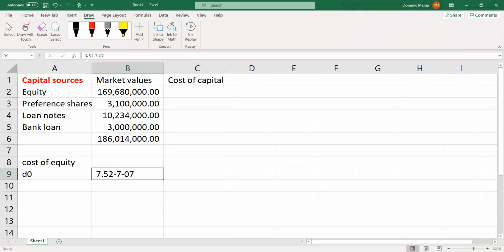So here, therefore, that gives our 7.07, and that's our D0. Once the examiner clicks on that cell, he can see the formula, so you don't need to repeat the same thing here, as I just mentioned. So anyway, that's D0, not D1, D0. Why? Because the share is trading cum dividend.